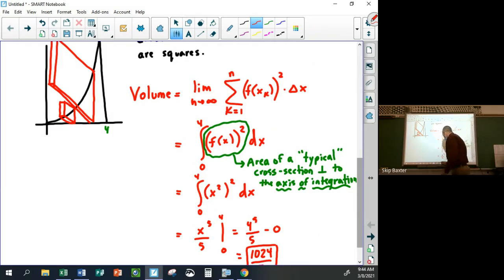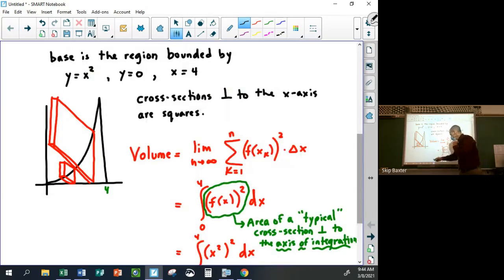Now, what could vary in these problems is a couple things. Obviously, the region that's the base of the solid could change, right? And then what the cross-sections look like could change. Maybe instead of the cross-sections being squares, maybe they're like semicircles coming out of the board. Well, what if that was the case?